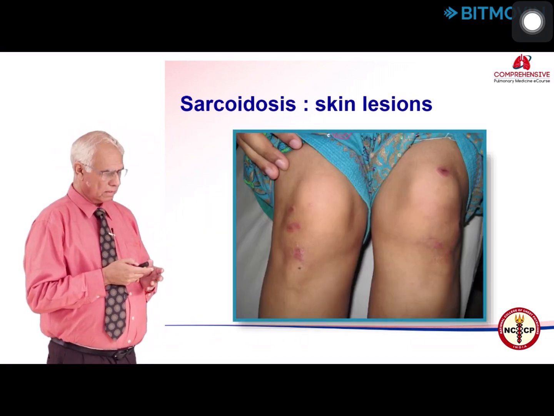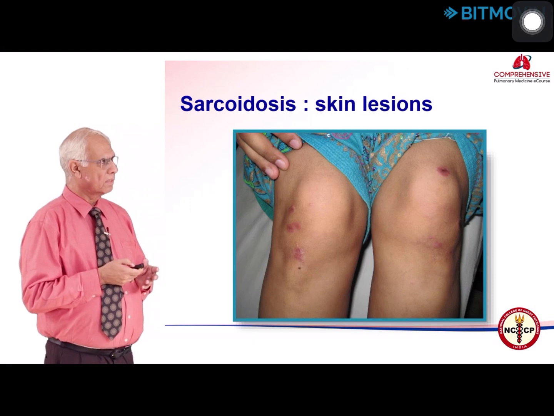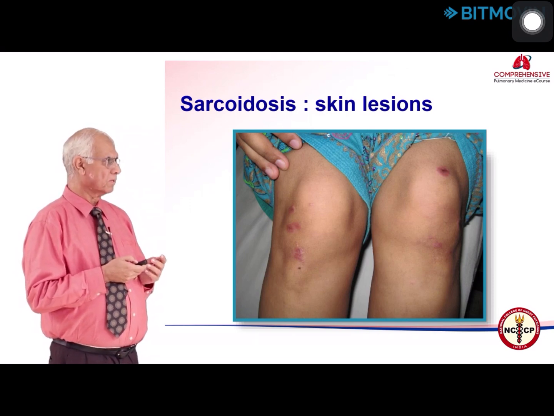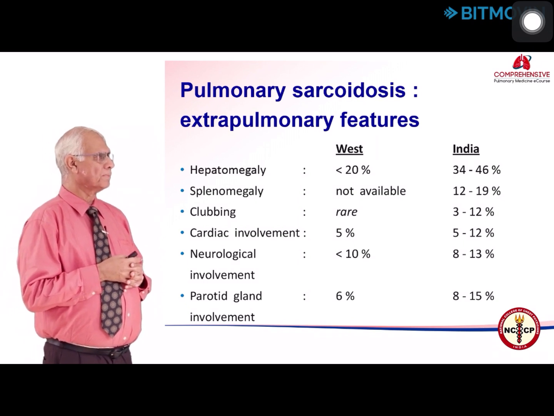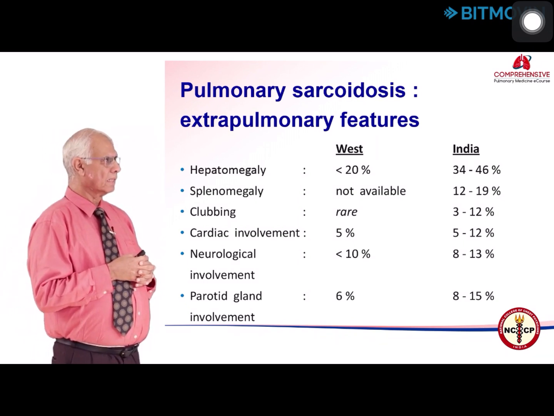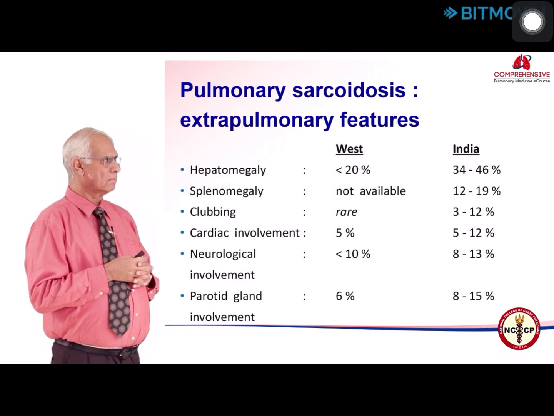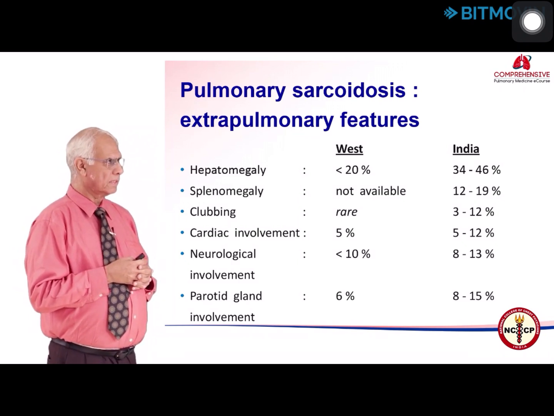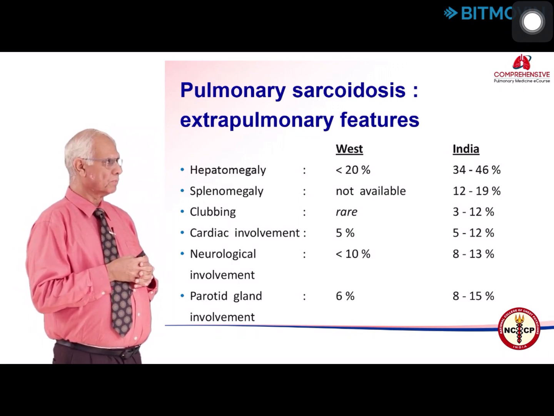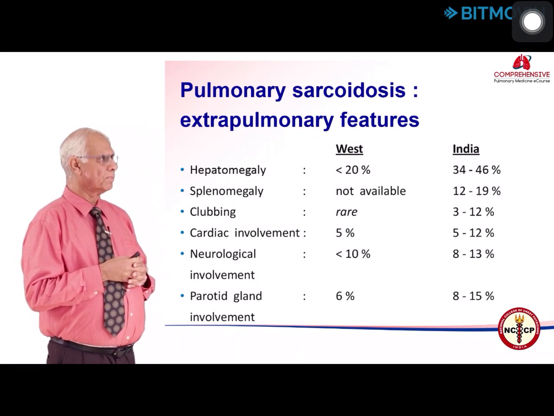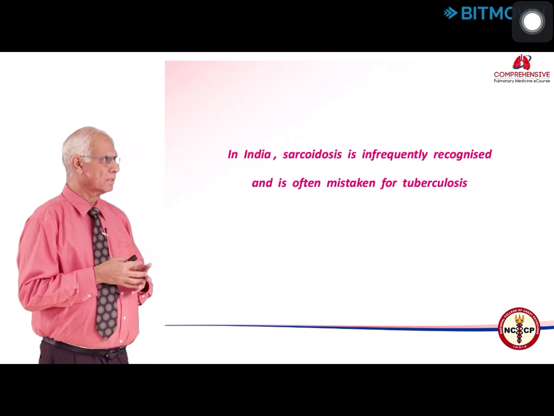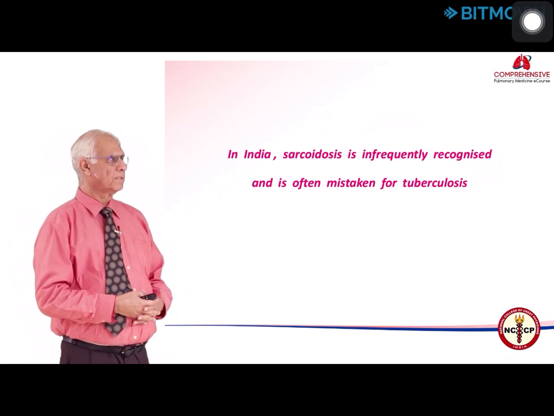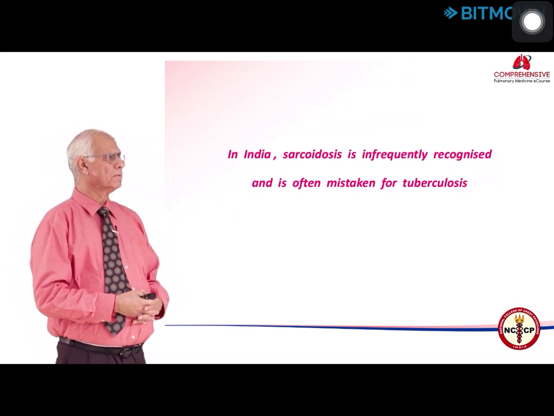This is another patient with skin lesions. You can see the reddish blebs over there. Now, hepatomegaly has been reported more frequently in India than in the West. Clubbing also, you can see 3 to 12%, cardiac involvement up to 12%, neurological involvement 13%, and parotid gland involvement in 15% of subjects. In India, sarcoidosis is infrequently recognized and often mistaken for tuberculosis.